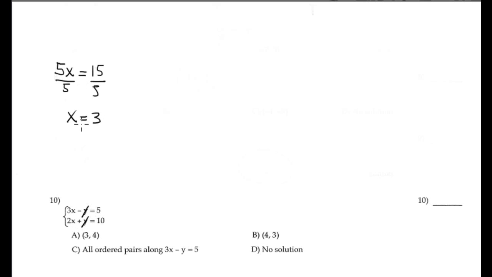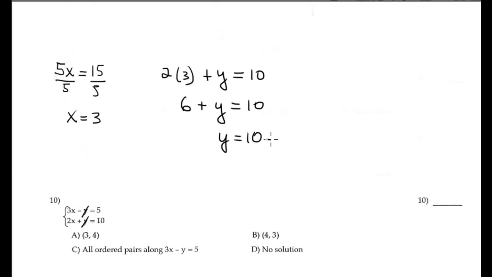Okay, now substitution in either equation. I select the second, no special reason. 2 times 3 plus y equals 10. This is 6, 2 times 3 is 6, so y is equal to 10 minus 6, which gets 4. Now the point is 3, 4, which corresponds with the option A in this case. Good.